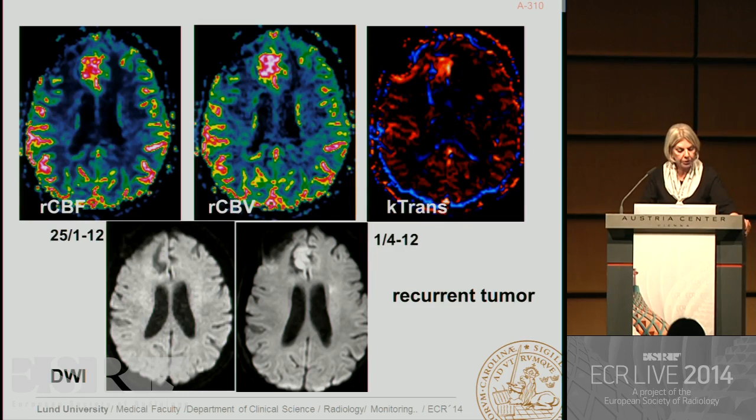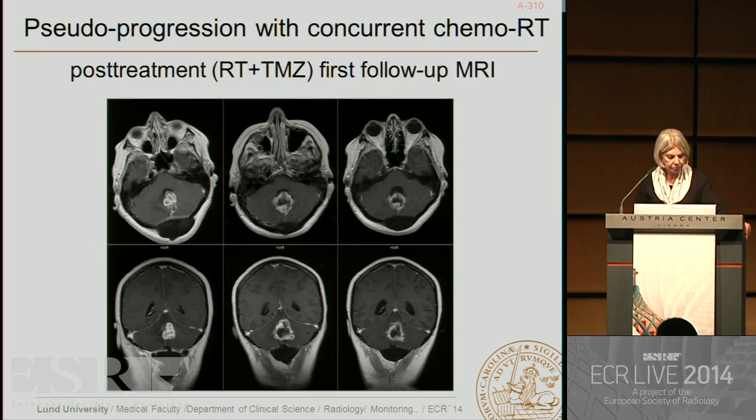Well, doing the perfusion measurements, again, an increase in the cerebral blood volume and an increase in the cerebral blood flow, as well as the K-trans, and here again, also adding the diffusion-weighted images, where we now see, back in January, there was no restricted diffusion in this area. 4 months later, there is a focal area of restricted diffusion indicating increased cellularity, higher cellularity, as well as increase in the perfusion, this is certainly a recurrent tumor. This is neither radiation injury nor pseudo-progression.